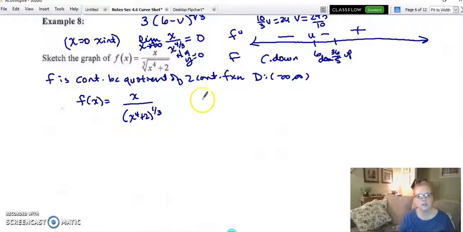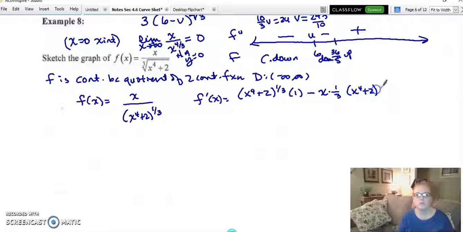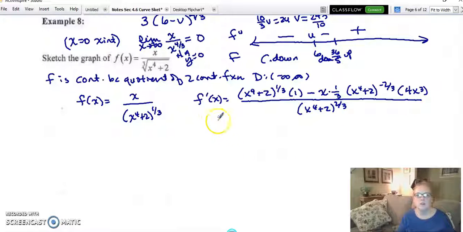Now we're going to go ahead and do our calculus. So I'm going to find my first derivative. I'm going to do my low d high minus my high d low, so times my 1/3 x to the fourth plus 2 to the negative 2/3 times the derivative of the inside, 4x cubed, chain rule, all over the bottom squared, so x to the fourth plus 2 to the 2/3. We are going to need to simplify.